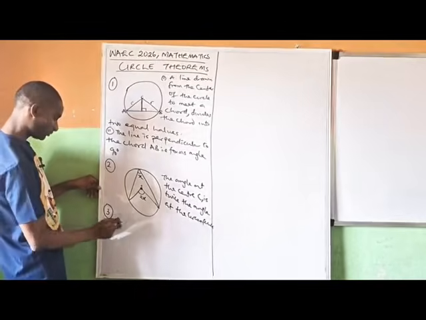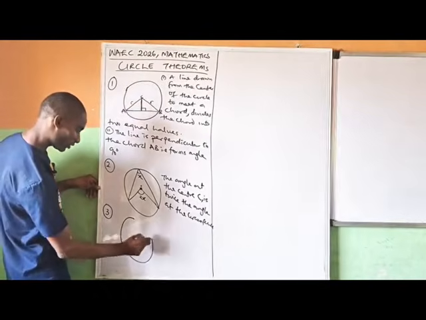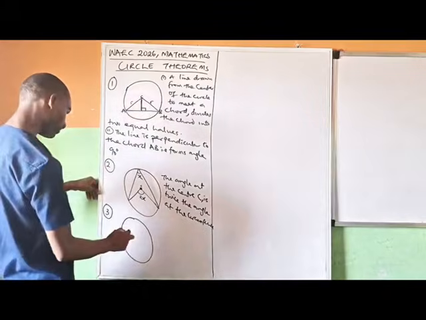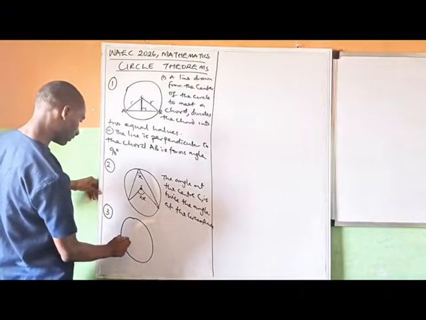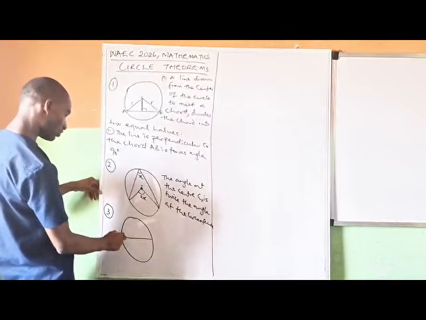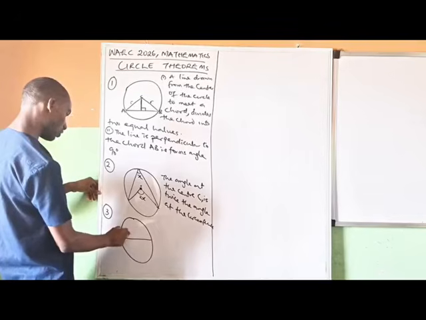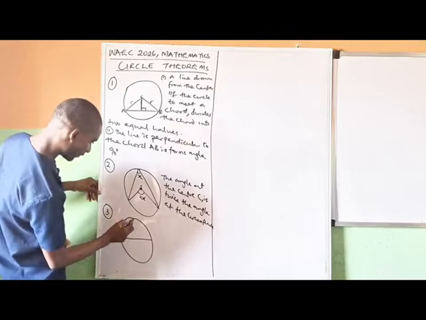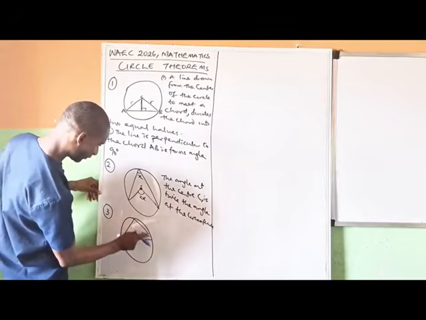Number 3, if I have a circle, and then I have a diameter that cuts the circle into 2 equal halves, and then I have a chord here, I have another chord here.